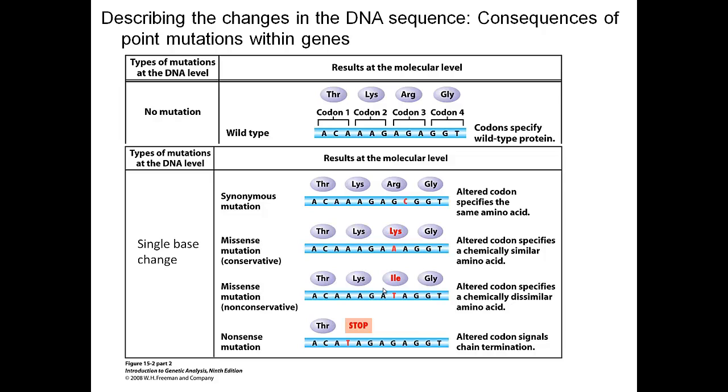A non-conservative change would be a change to a different type of amino acid. Here we change from an arginine to an isoleucine. Isoleucine is an amino acid with a hydrophobic side chain, and so it's much more likely to disrupt the function or the structure of that protein than a conservative change would be. And finally, we can change a single base, and occasionally that change will result in a new stop codon.